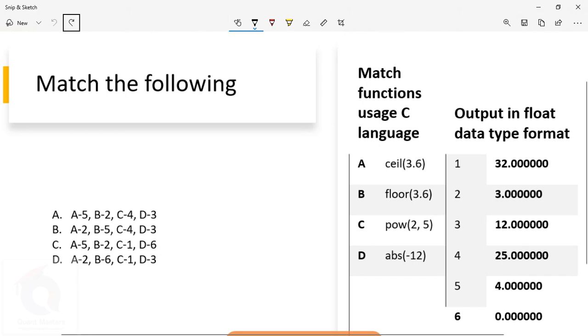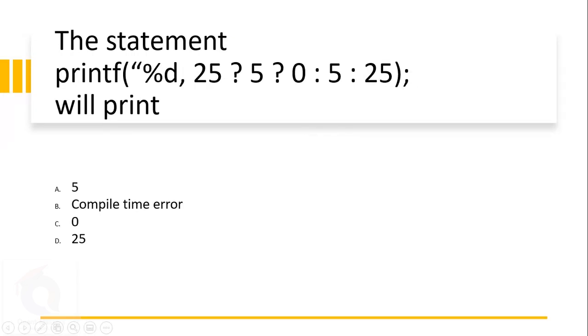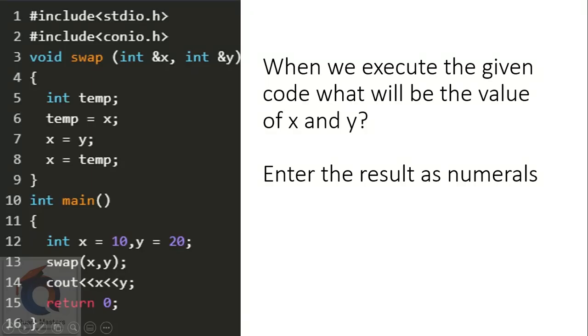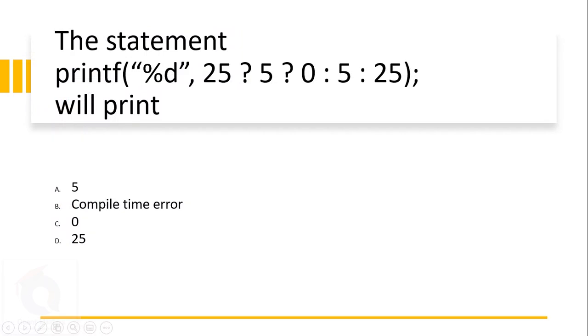Now let's go ahead to the next. The question is, what does the following statement print? We have a statement which just prints one single integer, percentage %d, with a ternary operator. Now if you look at this ternary operator, it's not in the right format. So let's see what happens here.